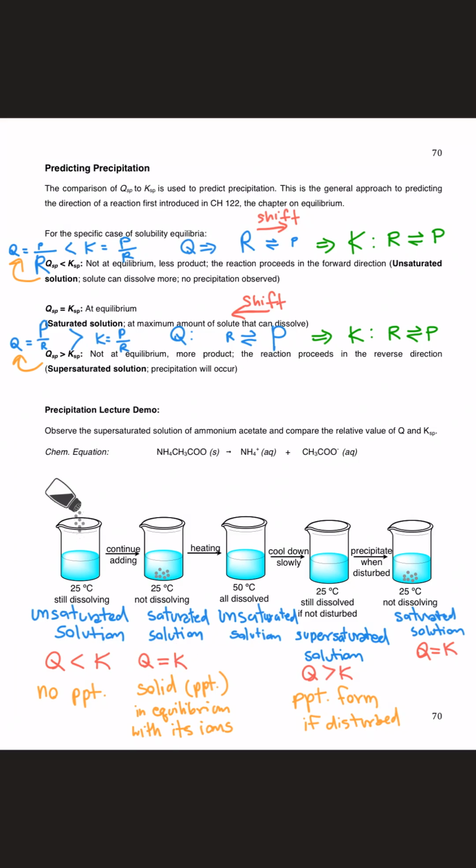You are going to have the amount of solid in equilibrium with its ions. And for the supersaturated solution, the Q will be greater than K, and at this point, the precipitate would form in order to reach the new equilibrium again. Now let's take a look at example 7 that will use the idea of predicting precipitation by using the reaction coefficient and the equilibrium constant Ksp.